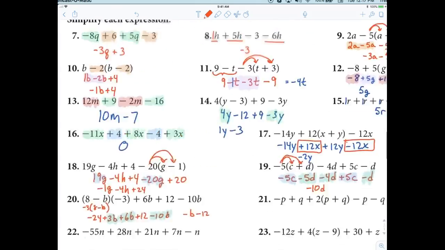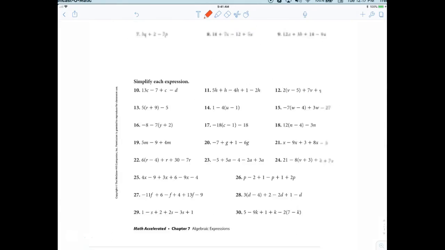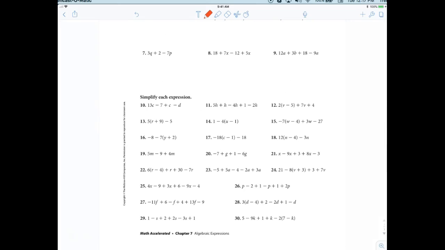Your assignment is to do the first page. The assignment is to do the first page. I'll be checking homework again tomorrow, even though you guys did great. Feels good, doesn't it? Yeah, was the answer negative 12?